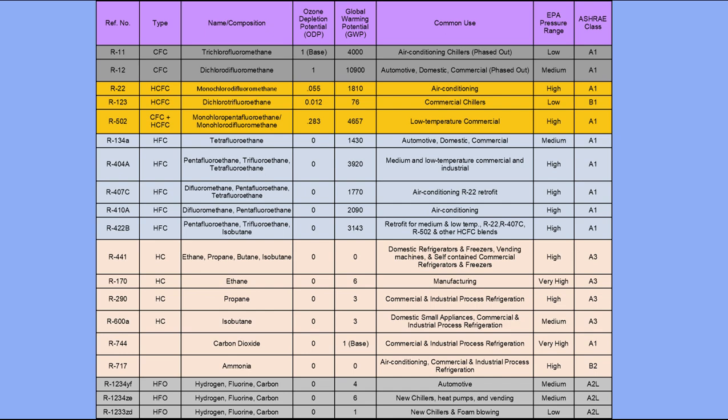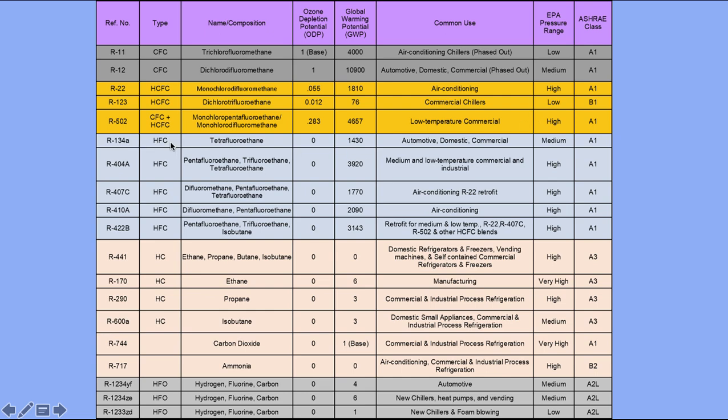Okay, this chart depicts the old and new refrigerants, the type of refrigerants, the ODP, the GWP, the EPA pressure range, and the ASHRAE class. Your most common refrigerant right now you're going to find is R22, which is an HCFC. It's used in a lot of air conditioning and medium temperature refrigeration systems. It's considered a high pressure refrigerant and it's an A1.